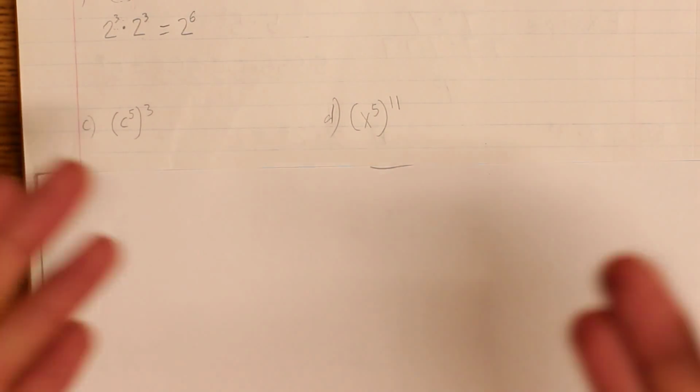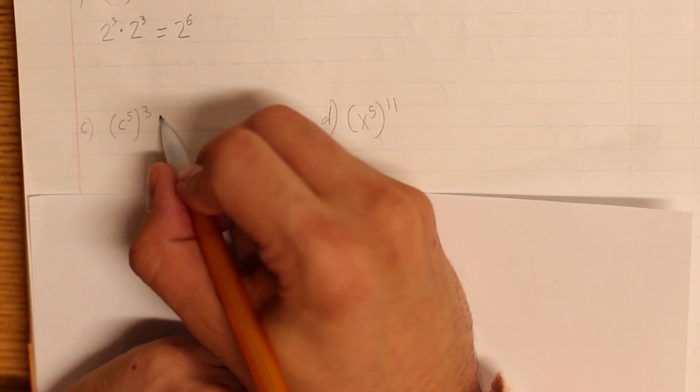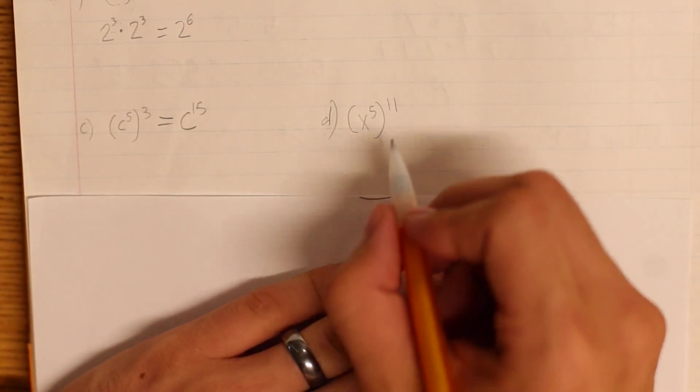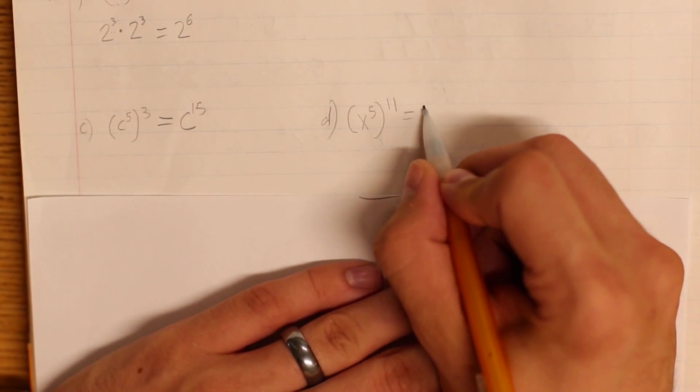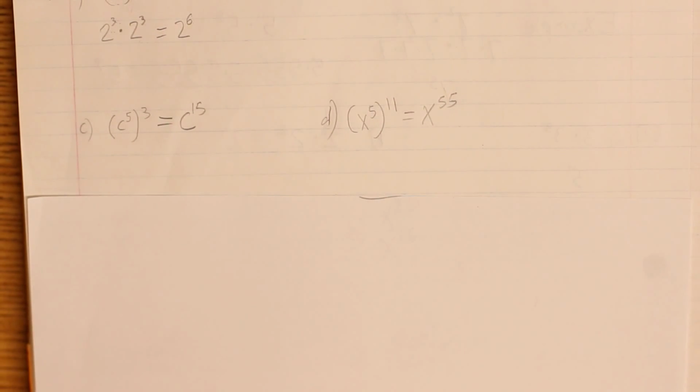Once again, very simple stuff. Just multiply the exponents. So now you end up with c to the 15th power. Over here you end up with x to the 55th power. Okay? Make sure you write down any questions you might have.